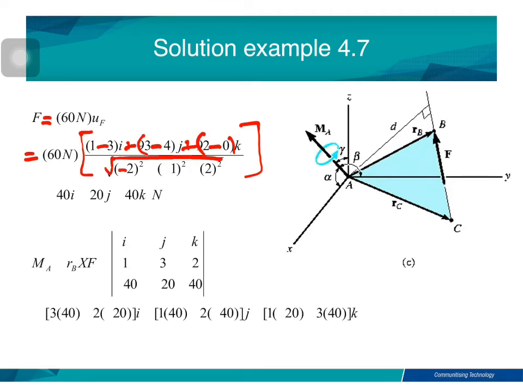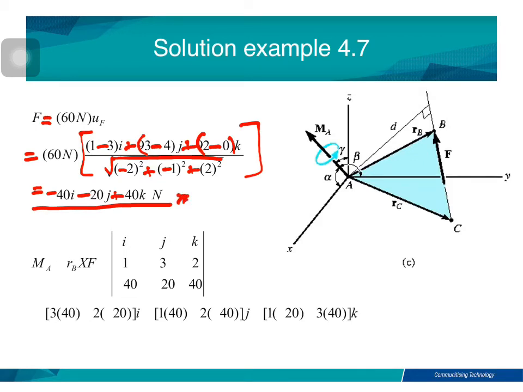So here you have negative 2, 1 minus 3 is negative 2, plus the negative 1, 3 minus 4, exponent 2, and then 2 minus 0 is 2. So you can solve here. When you solve the 60 Newton multiplied with the unit vector, you can have that the force in Cartesian is negative 40I minus 20J plus 40K Newton. So this is the F.